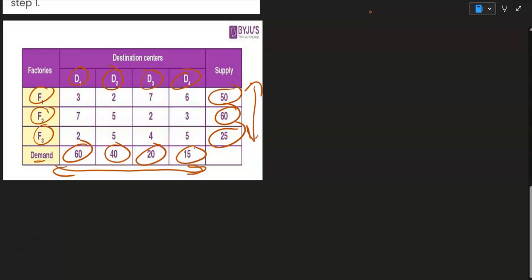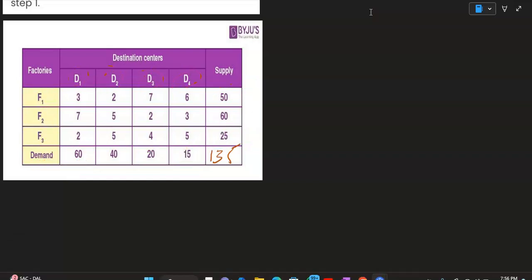We are going to realize that when you add the demand and the supply, you are going to have the same digit. Okay, let's add now. We have 60 plus 40 is 100, and 100 plus 20 is 120. 120 plus 15, that is 135. That's the same arrangement here. 50 plus 60, that's 110. 110 plus 25, that gives you 135. So on both sides, you have the same number.